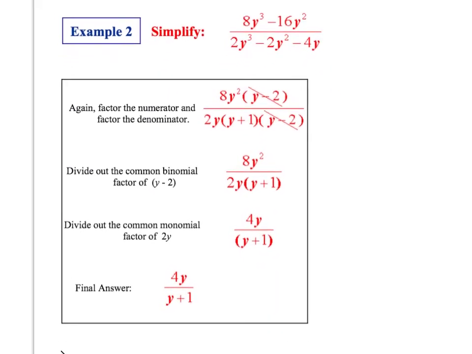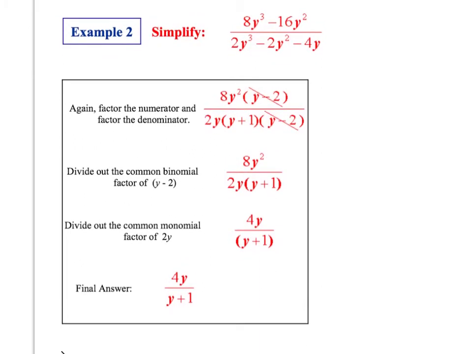For example 2, same idea, just a little bit more complicated, a little more factoring to do. So we have 8y cubed minus 16y squared in the numerator. The GCF is 8y squared. You'd be left again with a y minus 2. In the denominator, the first thing they did, they didn't show it, was take out a GCF of 2y. When they did that, they were left with y squared minus y minus 2. From there, they further factored y squared minus y minus 2 into y plus 1 times y minus 2. So you can see their new denominator there.